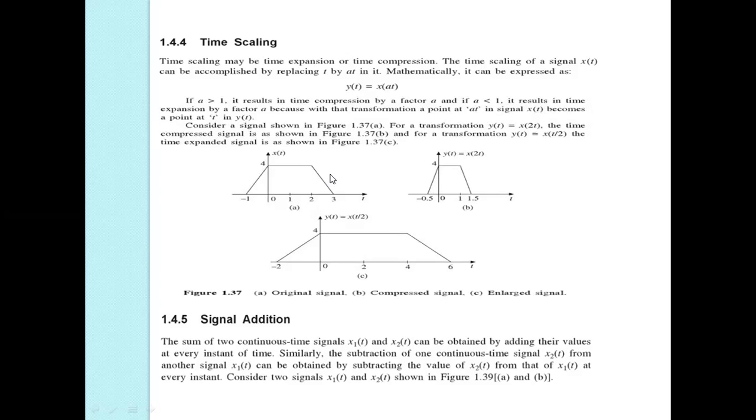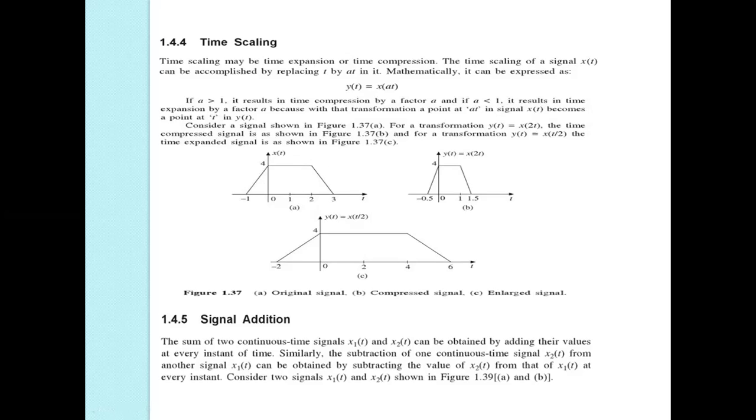Let's take an example signal, x of t. At -1, it slowly increases up to a magnitude of 4 at 0. It remains the same at 1 and also at 2. And from 2 to 3, it gradually decreases and goes to 0. This is the signal given for x of t.